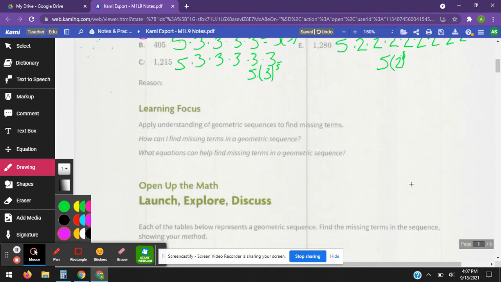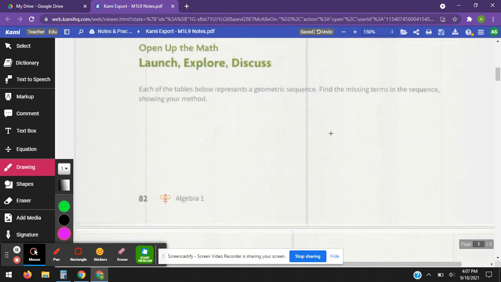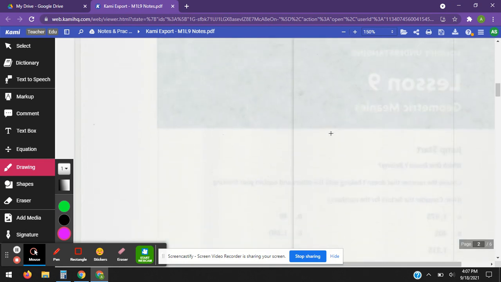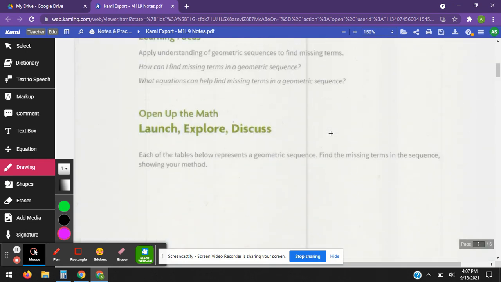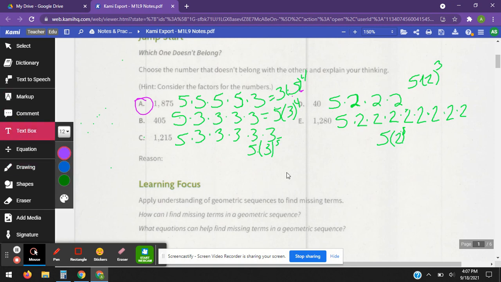All right, so now we're going to find our geometric sequences when we have missing terms. So we need to figure out our common ratio. Each of the tables below represents a geometric sequence. We're going to find the missing terms and show our method. So what I did up here, I'm going to back up just a hair, is I didn't just do factors. I actually went down to the prime factorization.